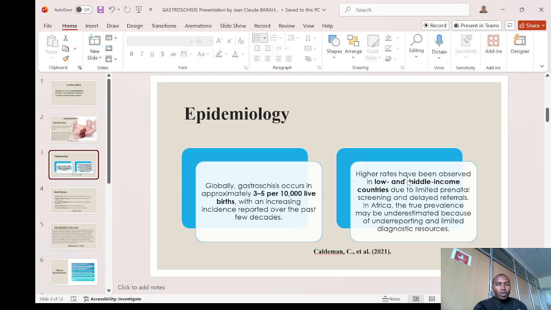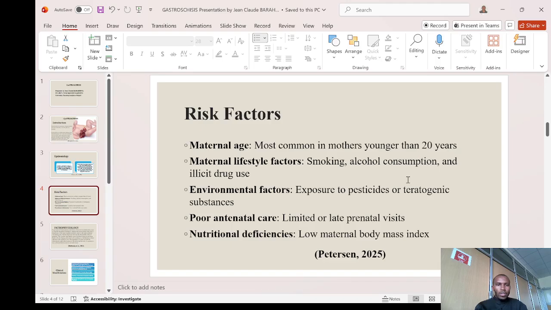Epidemiology has been saying gastroschisis is increasing nowadays. That's why we need to know about this, and it is more prevalent in lower and middle income countries compared to developed countries. Among the risk factors believed to cause gastroschisis is maternal age. When a mother delivers a baby below 20 years of age, she is at risk of giving birth to a baby with gastroschisis.